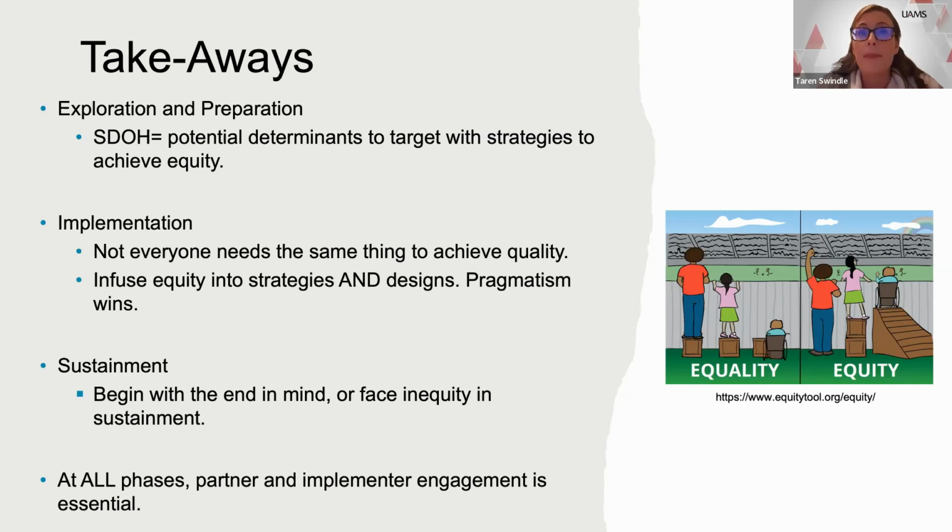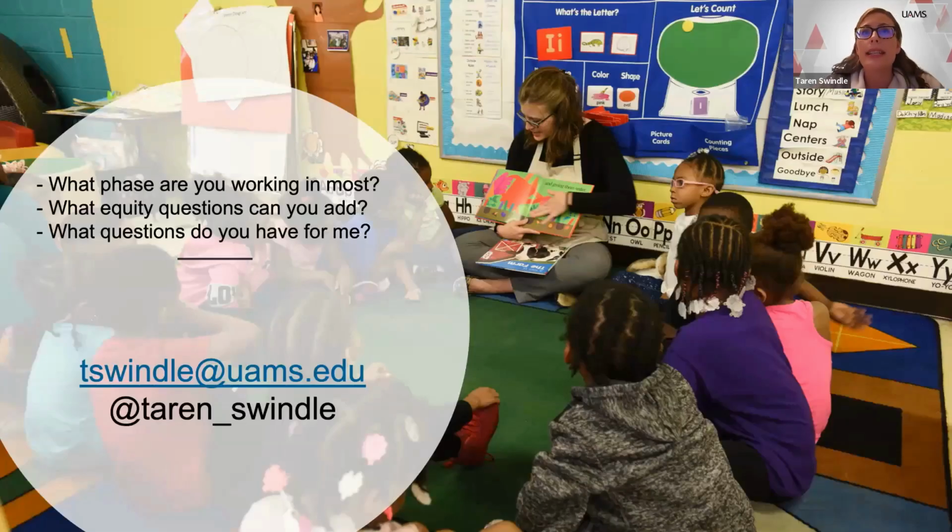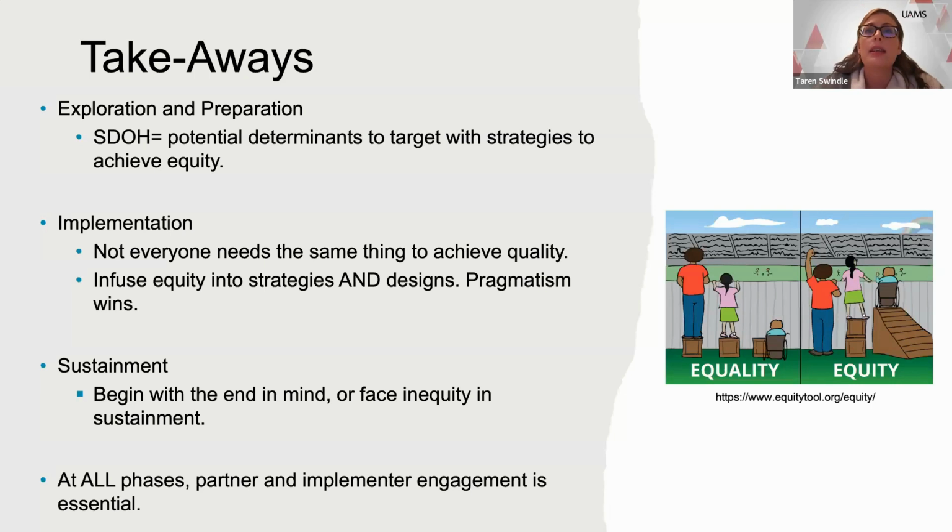When it comes to the implementation phase, we need to acknowledge also that not everyone needs the same thing to achieve quality. And so the graphic there that's been shared already, a different version, but give people what they need. And that moves us away from standardized packages of strategies. That might make some of us uncomfortable. I get it. But maybe that's what we need to do.